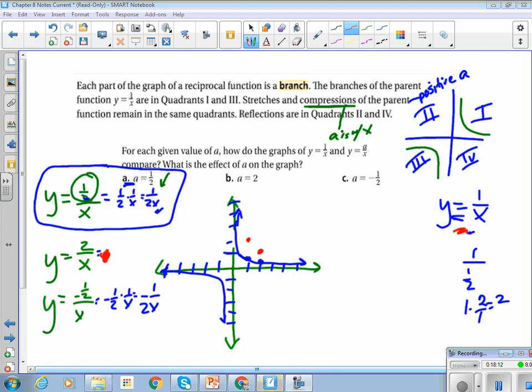So we have a little bit of a stretch here, and since I have a positive a value, we're going to stay in quadrant 1 and 3. So sketch its matching guy in quadrant 3.